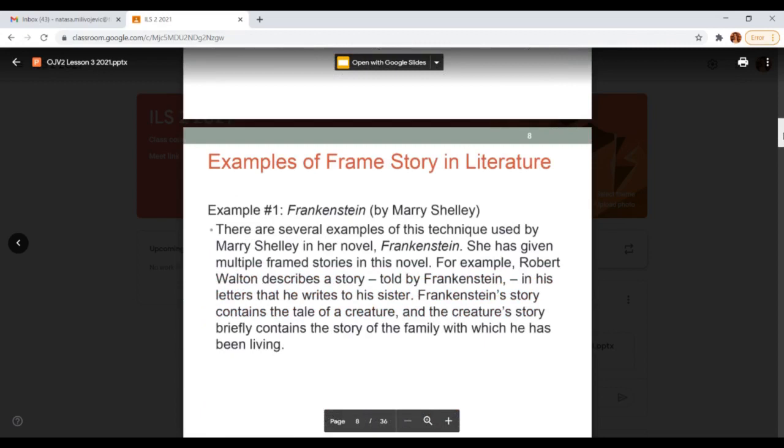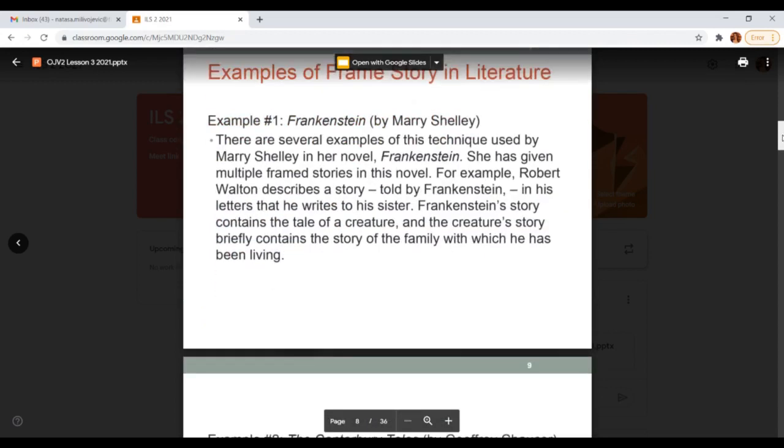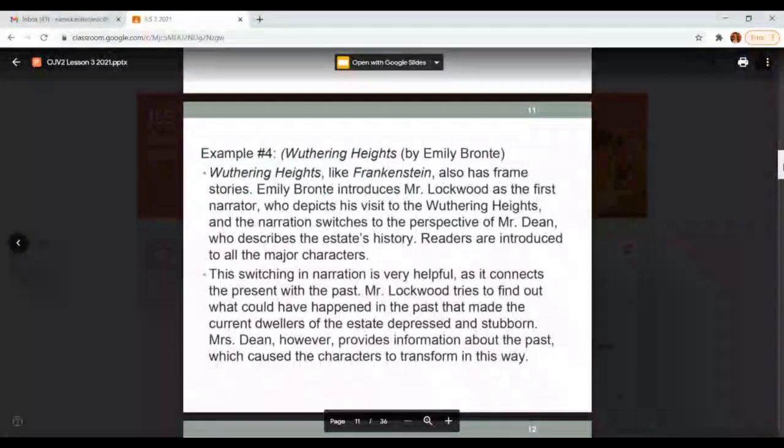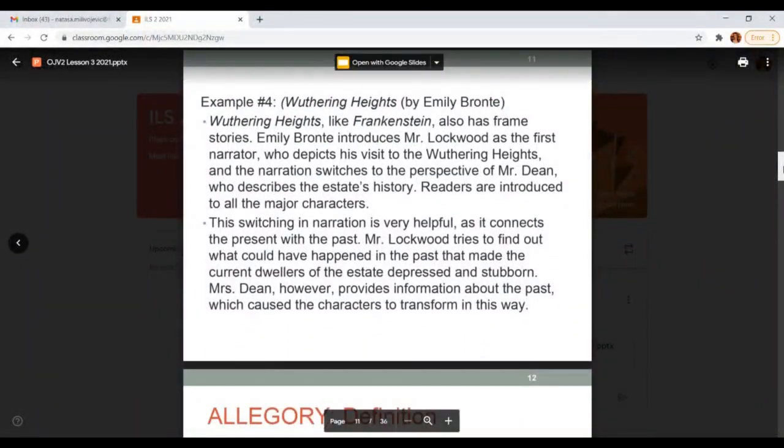As I said, there are examples included here, but although you might know some of them, I'm just going to move straight into example number 4, since we are actually going to read and discuss Wuthering Heights next week.